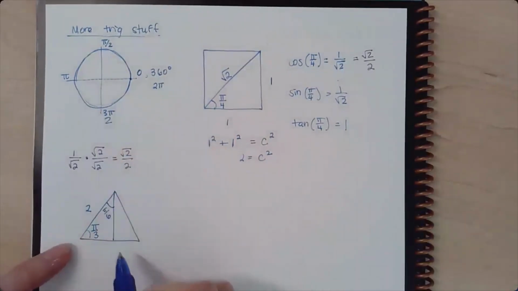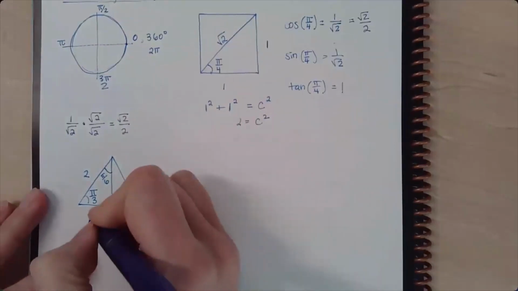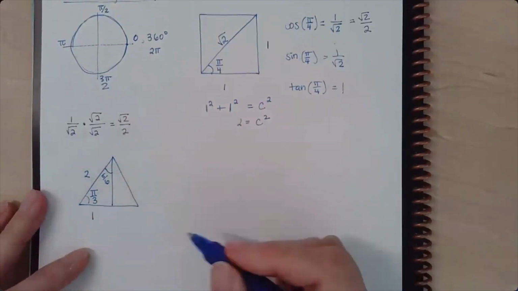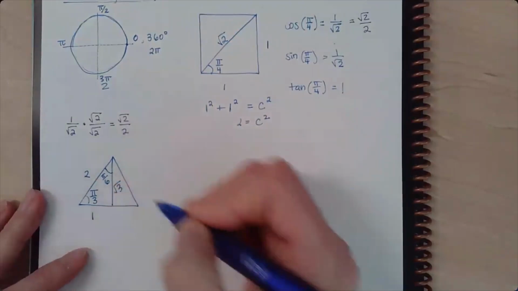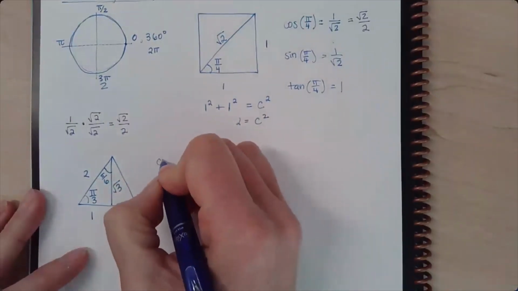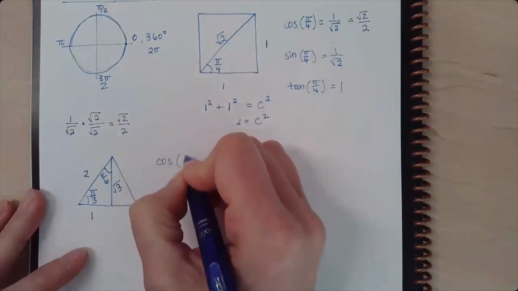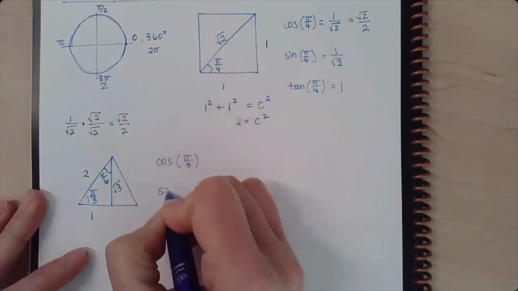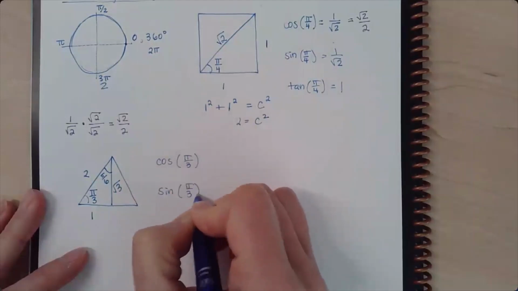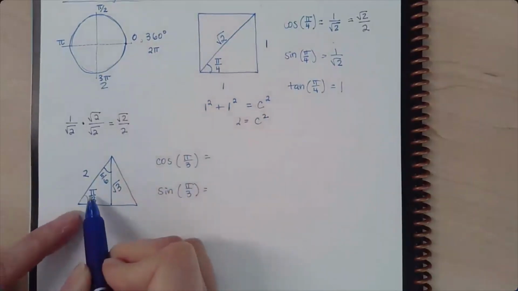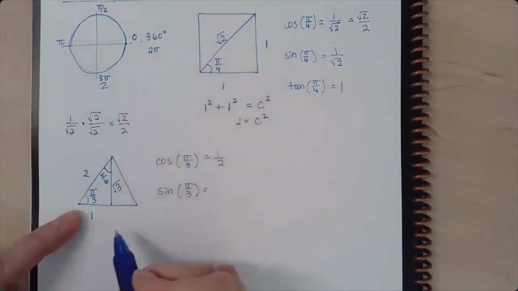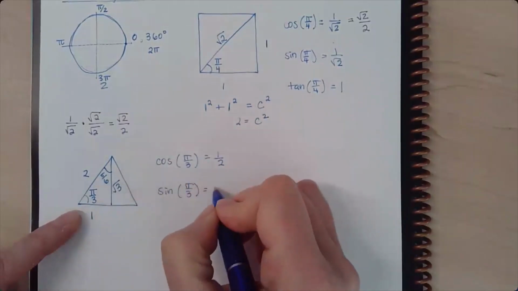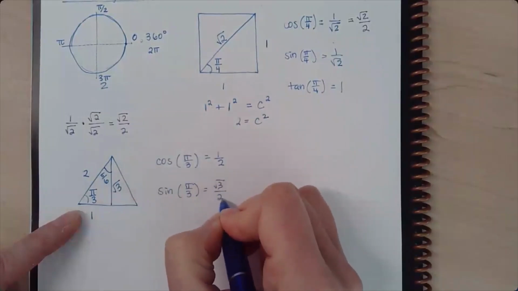And if I cut it in half, then this bottom length was 2, but I cut it in half, so now it's 1. And if I use the Pythagorean theorem, I'm going to get a height of square root of 3 for that side. So if I'm looking at cosine of pi over 3 and sine of pi over 3, cosine of pi over 3, that's the adjacent side over the hypotenuse, or 1/2. Sine is the opposite side, so square root of 3 over 2.